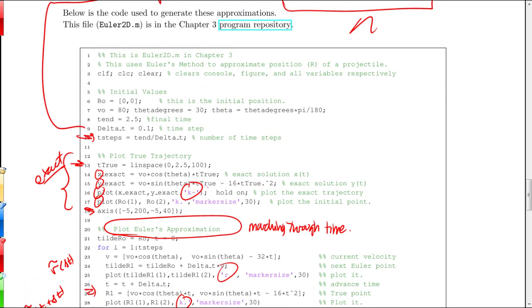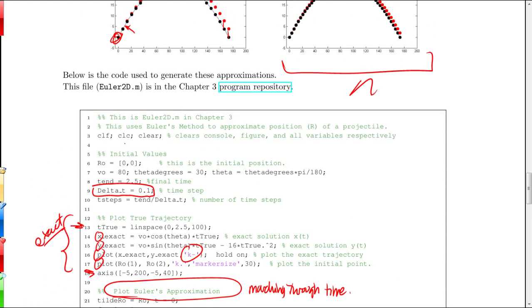So this is called Euler2D.m. It's in the Chapter 3 program repository. You should take it out and play around with it. I don't have MATLAB on this particular machine. Try changing delta t here from 0.1, maybe make it 0.5 and then cut it down to 0.01 and see what happens.